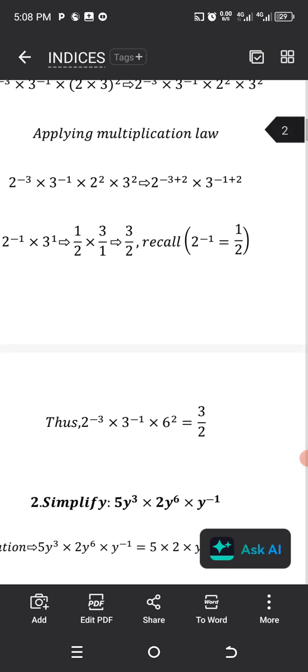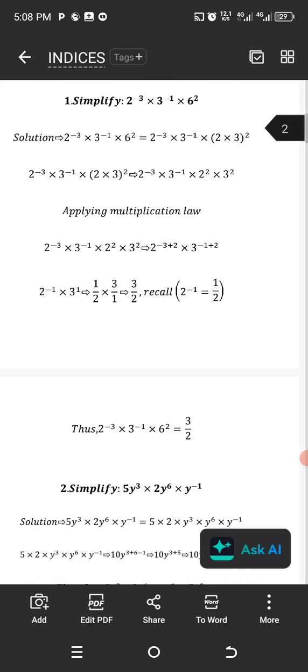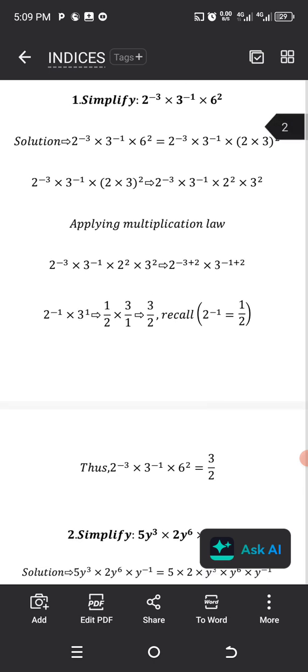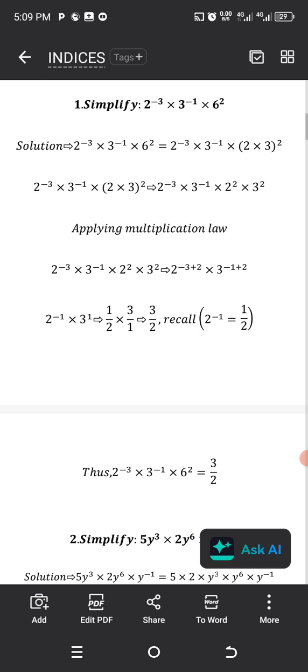So now the final answer, or the final simplification, of 2 raised to power minus 3 multiplied by 3 raised to power minus 1 multiplied by 6 raised to power 2, is 3 over 2. So you can go through. I'm just going to give you like 1 minute to go through. You can see the solution here. You can zoom in on the video to have a better view. So do you see now? That is it. That is the solution for question 1.